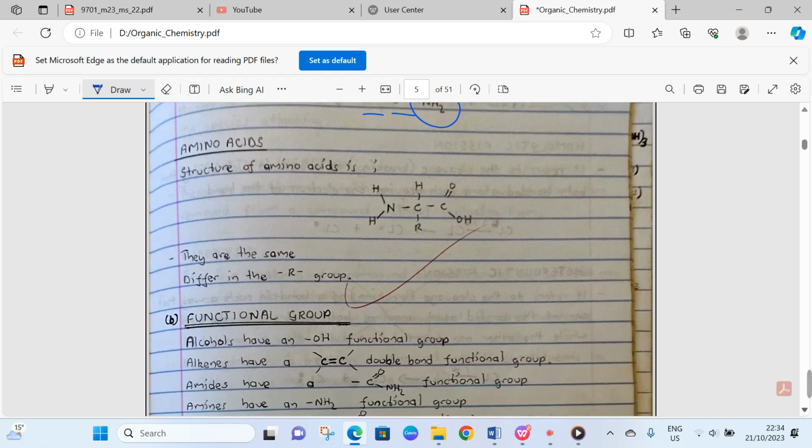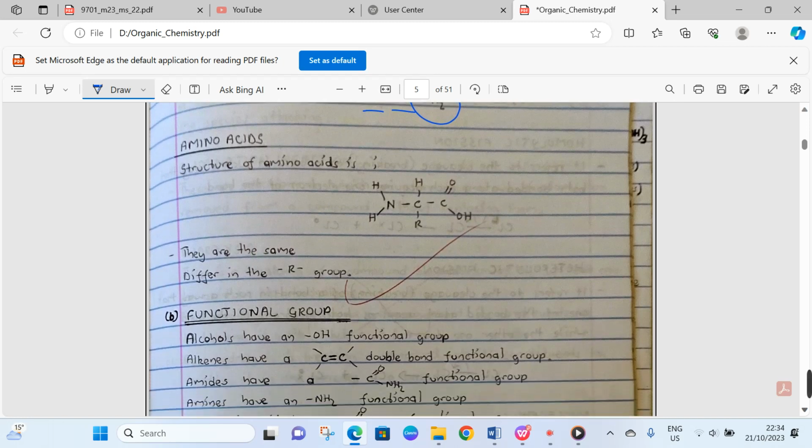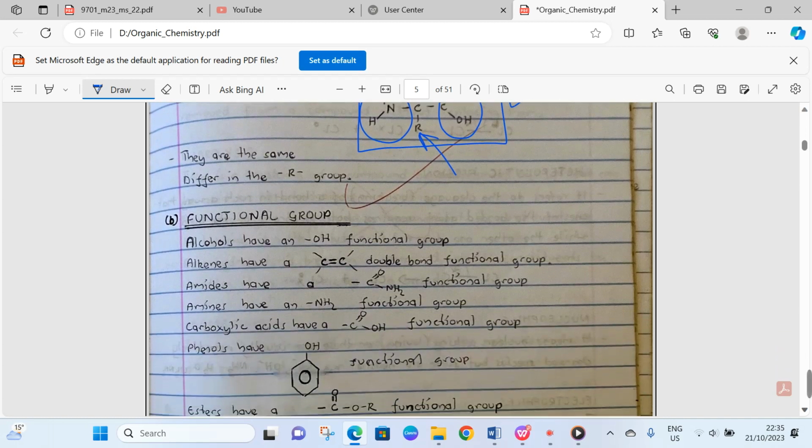The next group of organic compounds that you're supposed to be aware of is the amino acids. This structure here is the structure that represents all amino acids. They have a carboxylic acid functional group there, and they have an amine side here. This is how you draw any amino acid. Amino acids only differ in their values for R here. That's all.